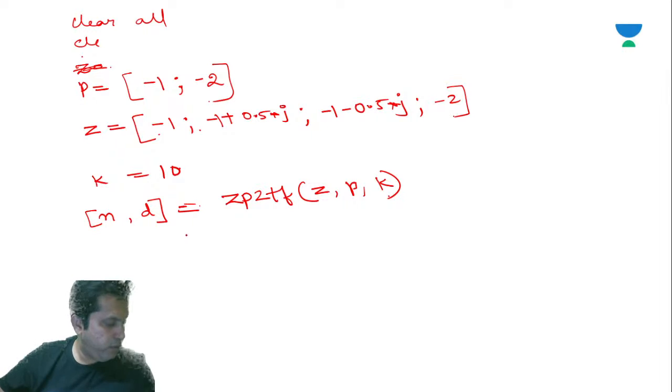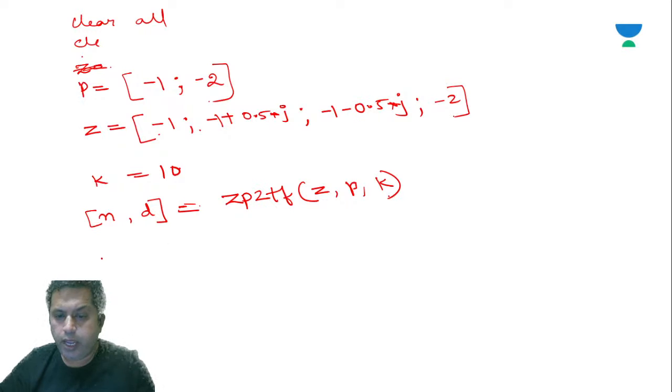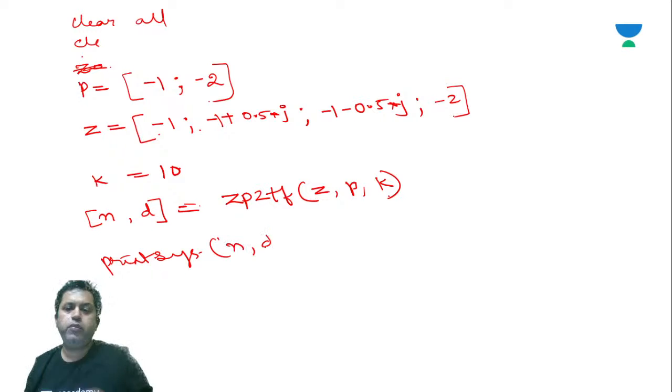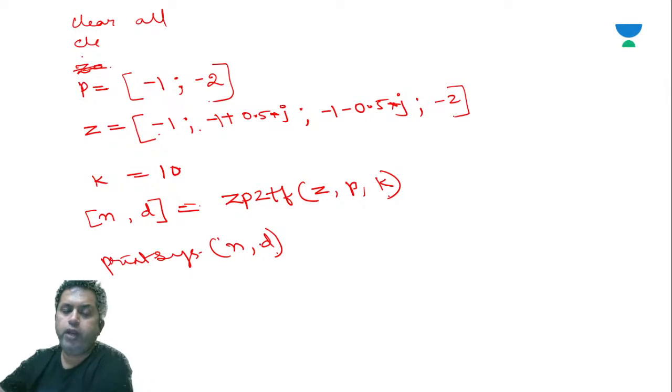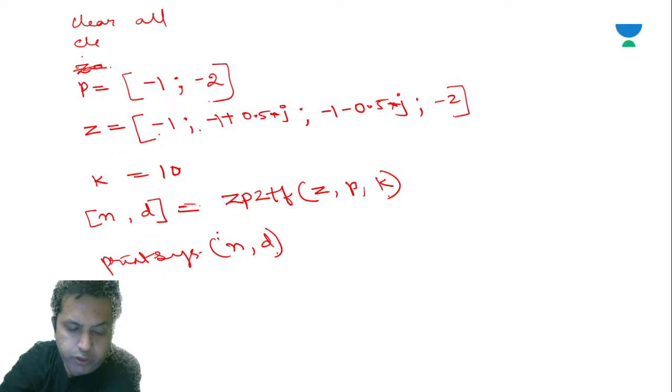In this way you can find out the transfer function, numerator and denominator polynomial. Then simply say print n comma d. You will get the transfer function. In this way you can define transfer function. Let us do this hands on.